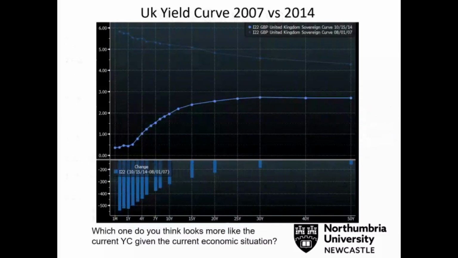So let's look at a real example. So I've got the yield curve from 2007, comparing that to 2014. Now 2007 was prior to the financial crisis when investors were getting a bit nervous and expecting something to potentially happen. And at this time, the base rate in the UK was up towards 5%. So what you can see in 2007 is the yield curve was inverted.